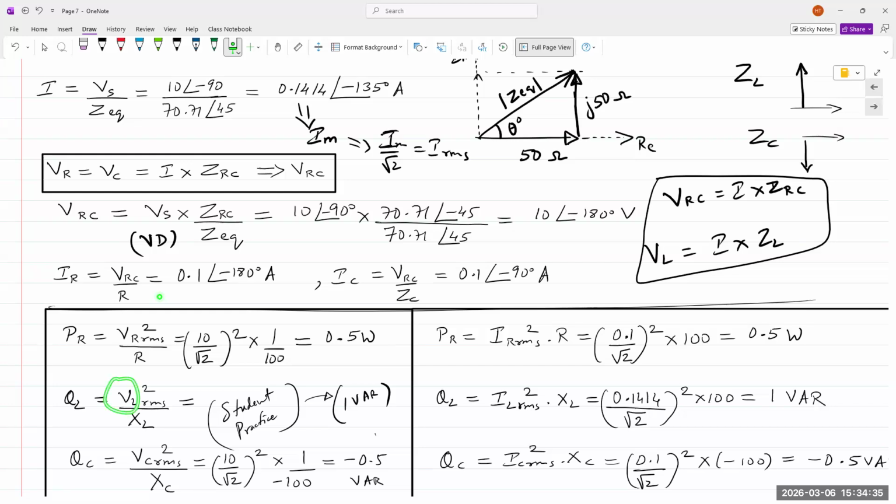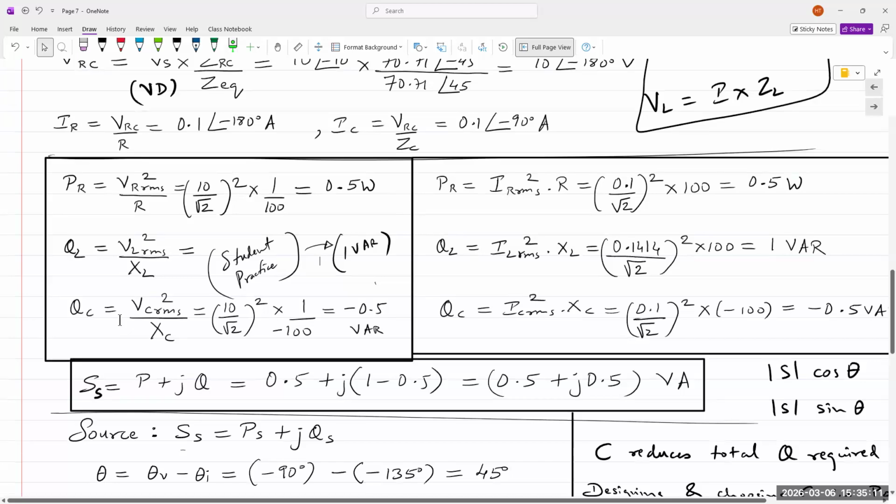So VL, I hadn't determined, but you can determine VL using this equation. It would simply be VS times ZL over ZEQ in order to find the voltage for the inductor. Or you can do I times ZL. That would give you the voltage across the inductor. Either way, apply Ohm's law or voltage division. Let's take a pause. Let me know if you have any questions.